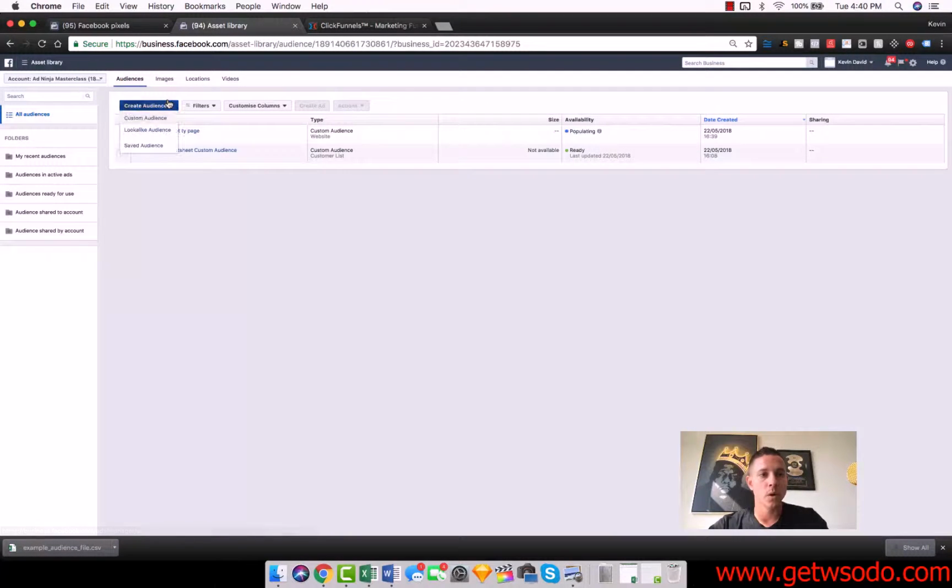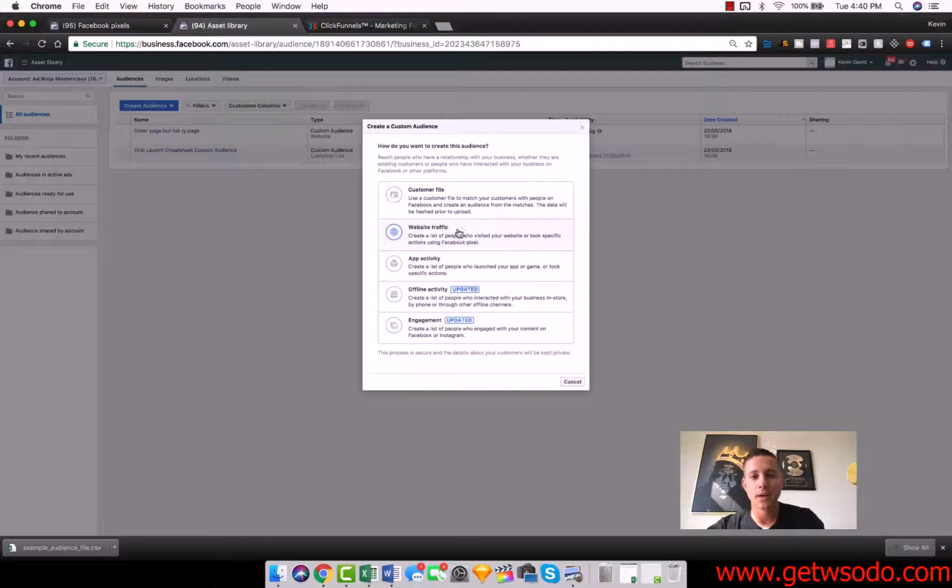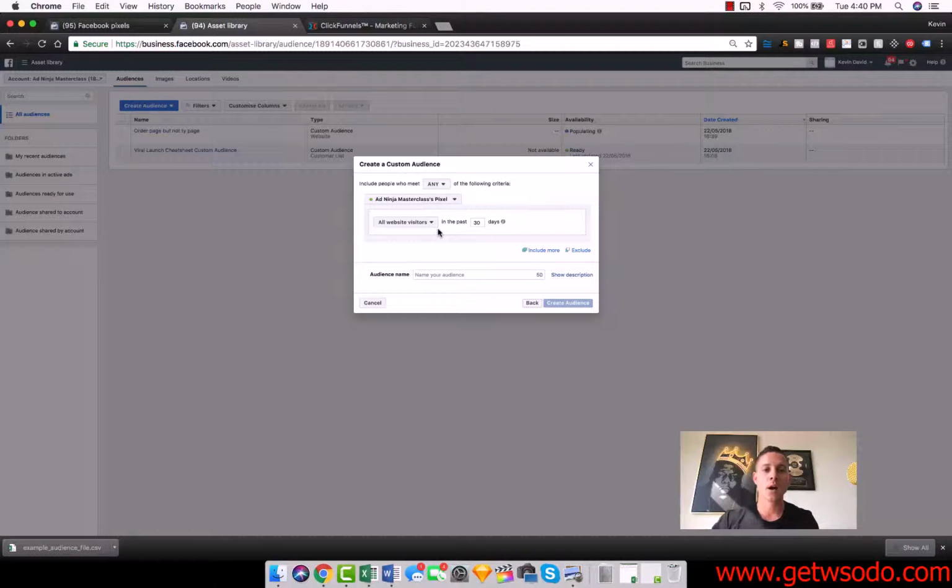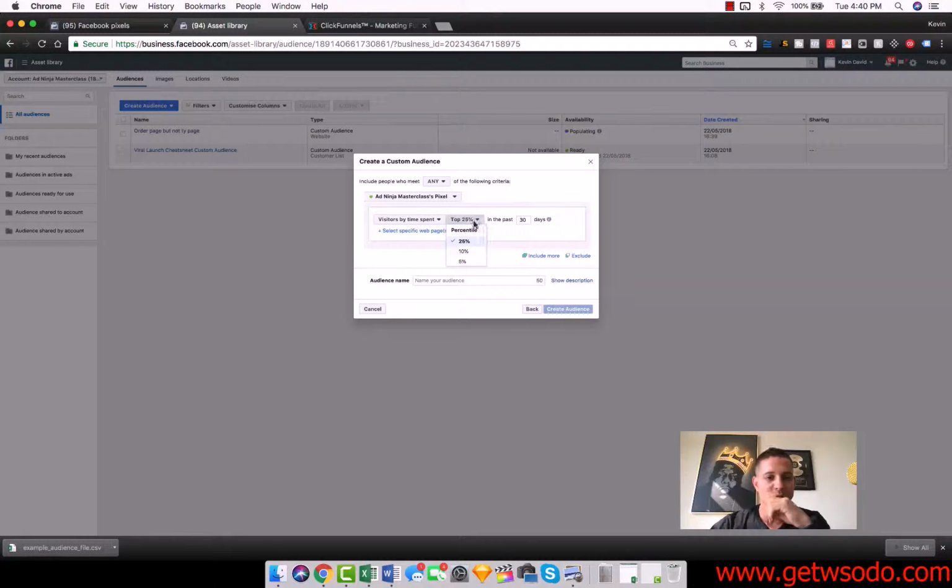And one other point while we're on this specific topic is, again, website traffic here. A little trick that I like to use that works extremely well, and we're going to talk about event traffic in one of the next videos, is this option right here, visitors by time spent. And you can target 5%. I would do 5%. I would duplicate it. I would do 10%. I would duplicate it.